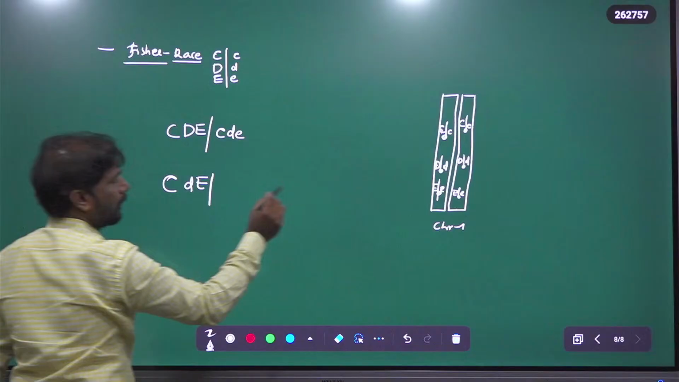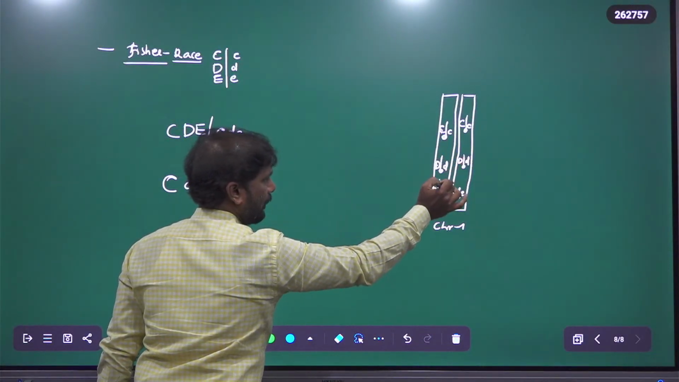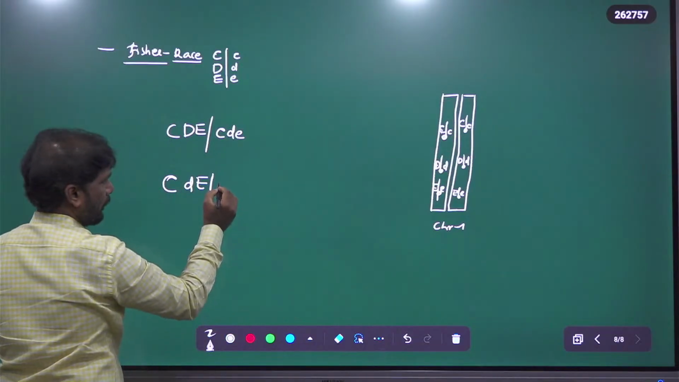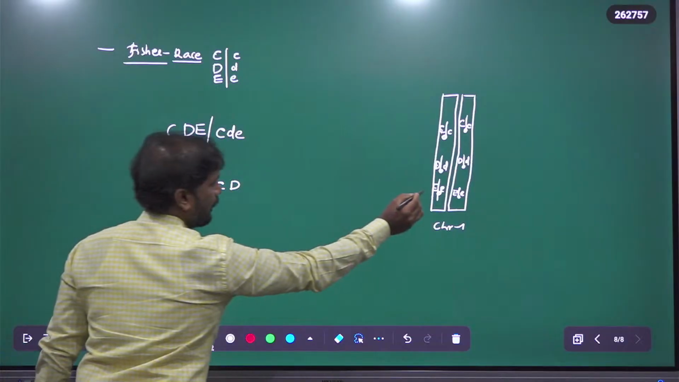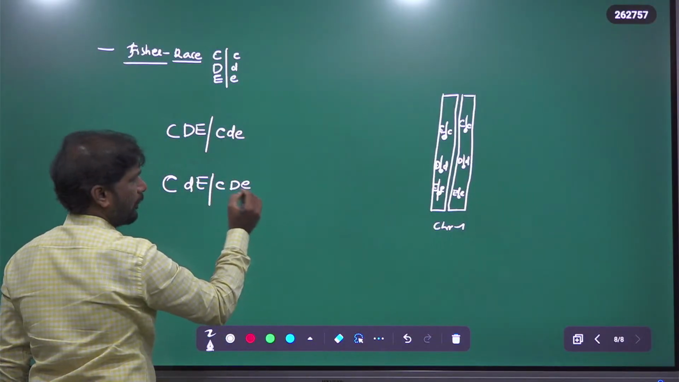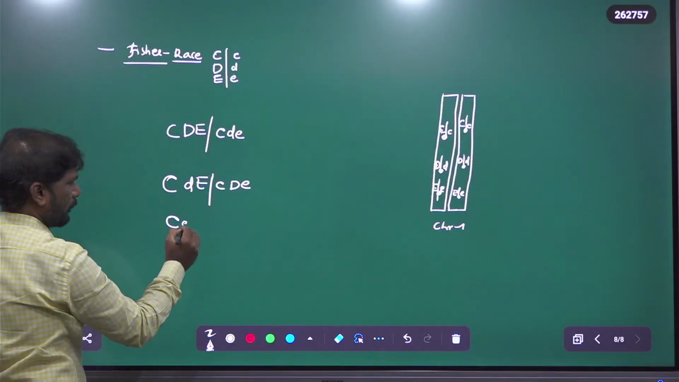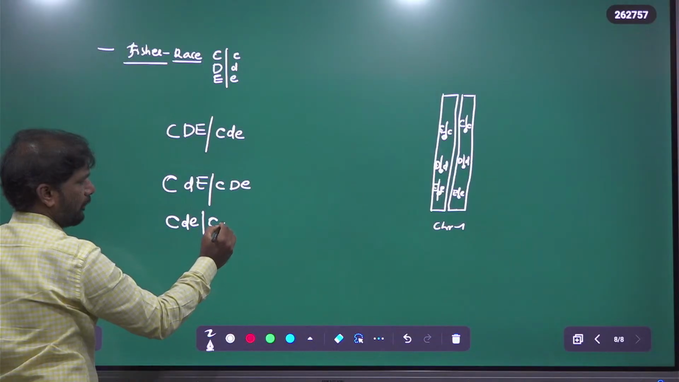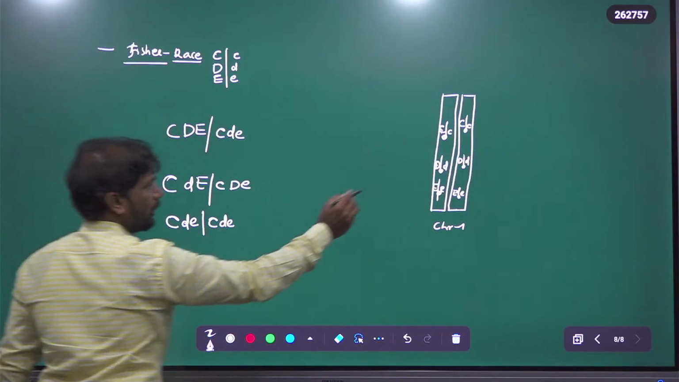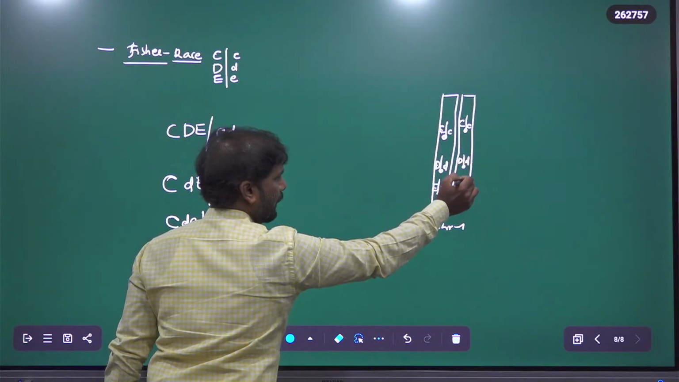Then here it is small c, capital D, small e. Then small c, small d, small e. All these are small c, small d, small e.